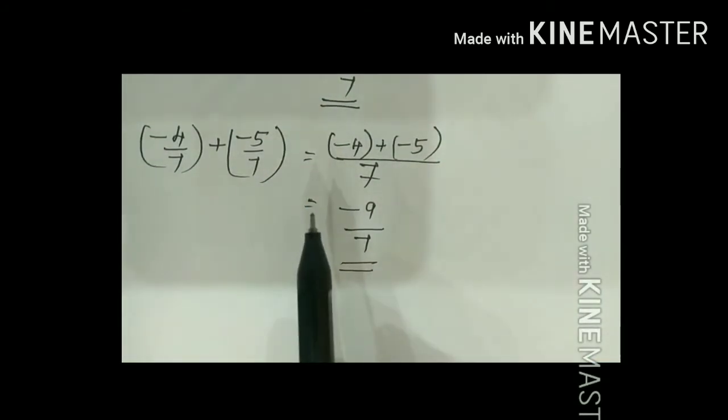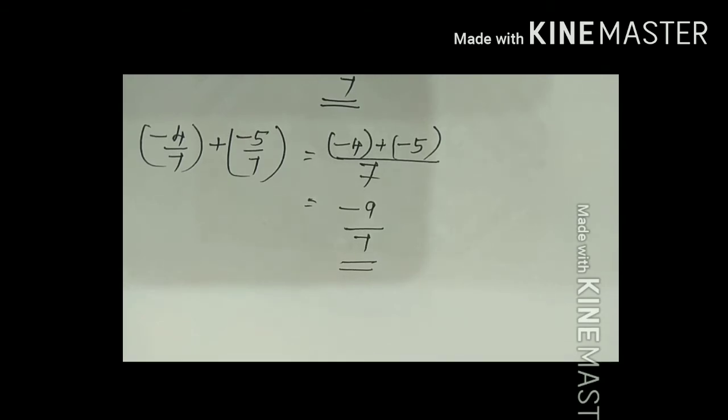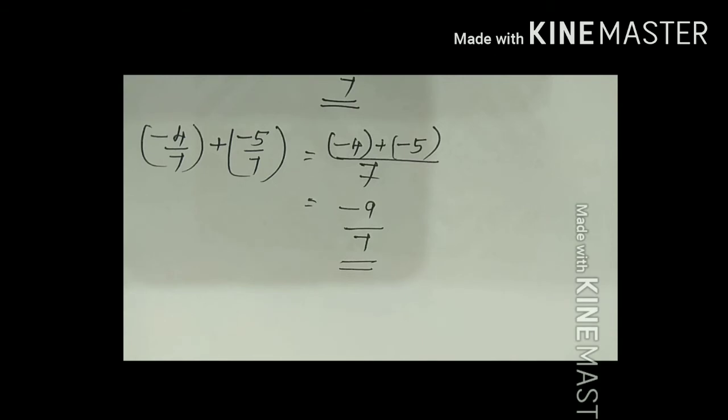Alright, let's see here. Even in the first case we got minus 9 by 7. Even in the second case we got minus 9 by 7. What does it show? It shows that the result is the same. So this is what is called the commutative property. So let's conclude. What does it mean? Commutative property means you can add any two rational numbers in any order. The result will be the same. Alright, this is it.